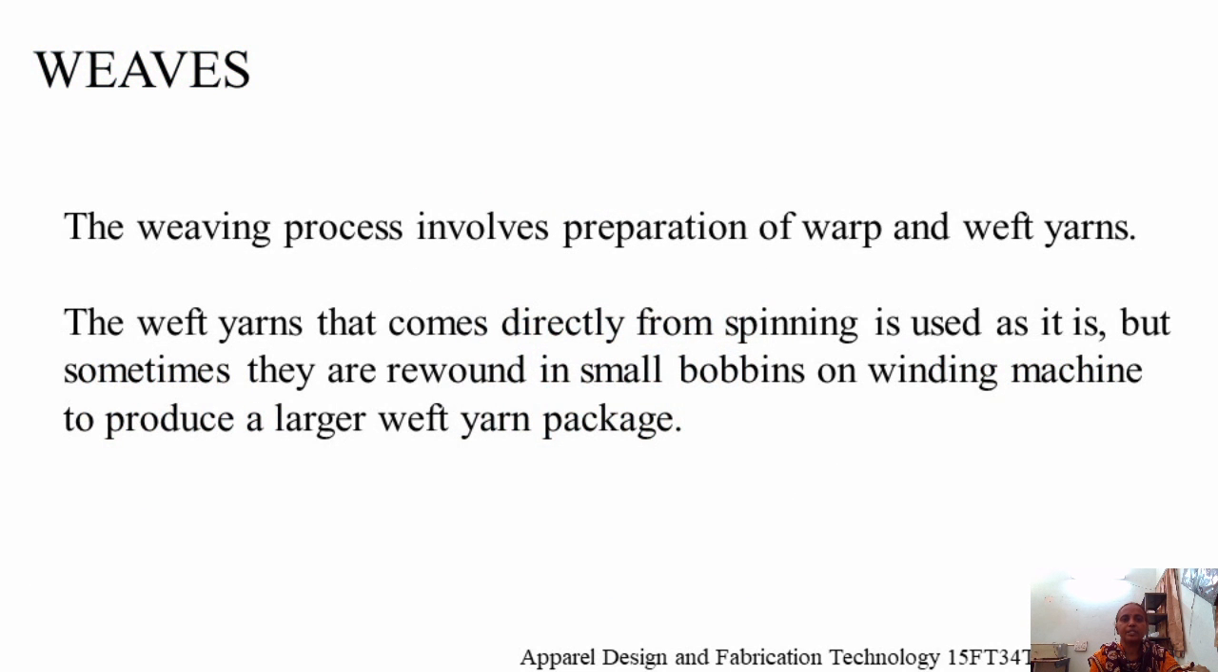The weaving process involves preparation of warp and weft yarns. The weft yarns that come directly from spinning are used as they are, but sometimes they are pre-wound on small bobbins on a winding machine to produce a larger weft yarn package. So for weaving, the preparation is very important. So you have to prepare the warp and the weft yarns. What is the preparation then?